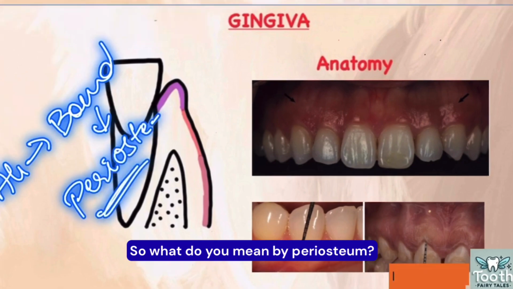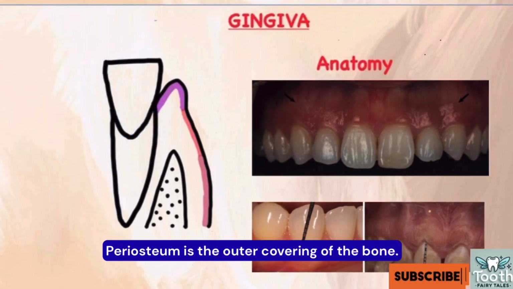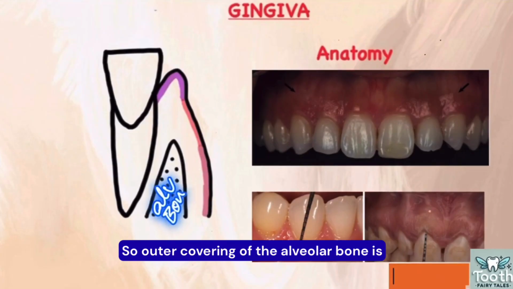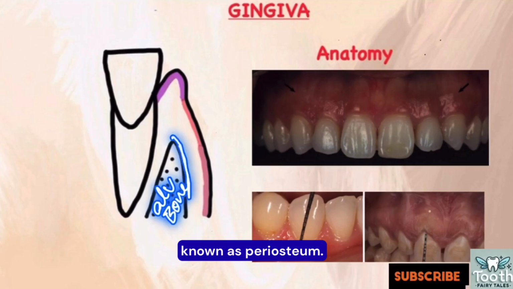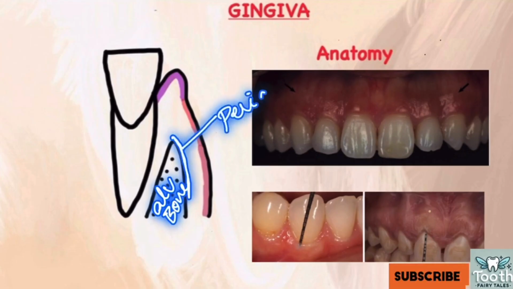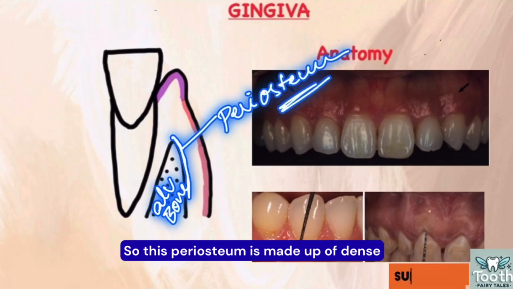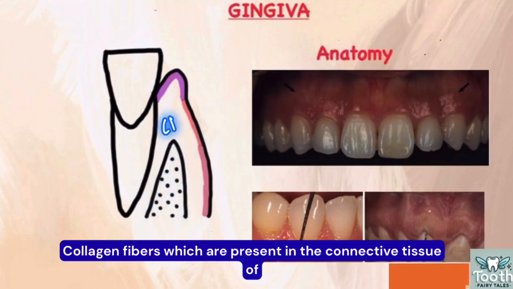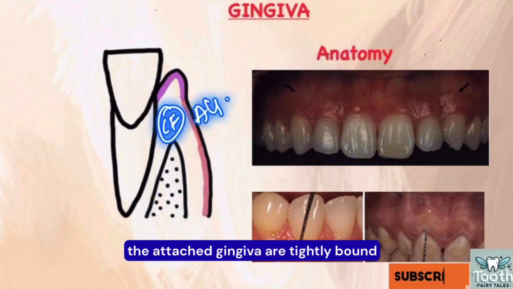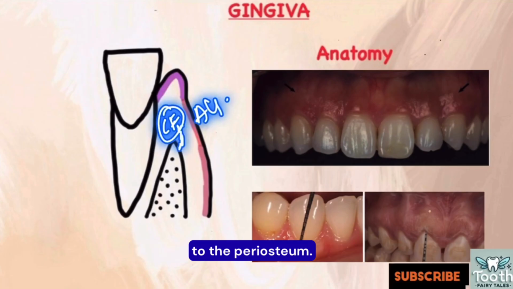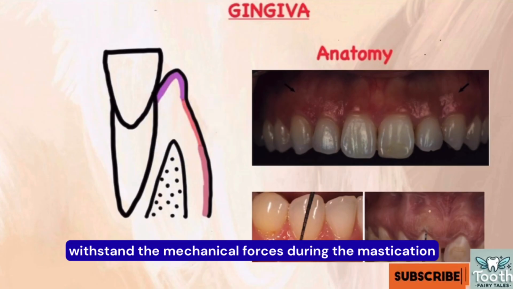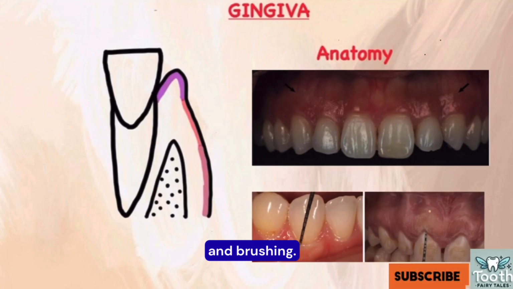Attached gingiva is bound to the periosteum of the alveolar bone. So what do you mean by periosteum? Periosteum is the outer covering of the bone. So this is the alveolar bone. So outer covering of the alveolar bone is known as periosteum. So this periosteum is made up of dense fibrous connective tissue. Collagen fibers which are present in the connective tissue of the attached gingiva are tightly bound to the periosteum. This binding is helping the attached gingiva to withstand the mechanical forces during mastication and brushing.